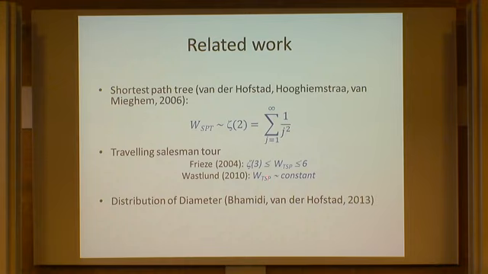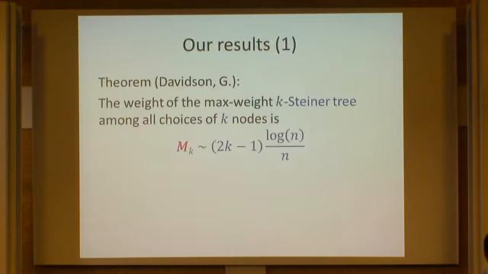Okay, so coming back to the shortest path problem. So I mentioned already, if you look at the worst case pair of nodes and the distance between them, it makes sense to call that the diameter of the graph. So the typical behavior of the diameter was 3 log n over n, but what are the fluctuations around that? That was studied by Bhamidi and van der Hofstad, and they gave an expression for that. Okay, so that's some background about this problem.